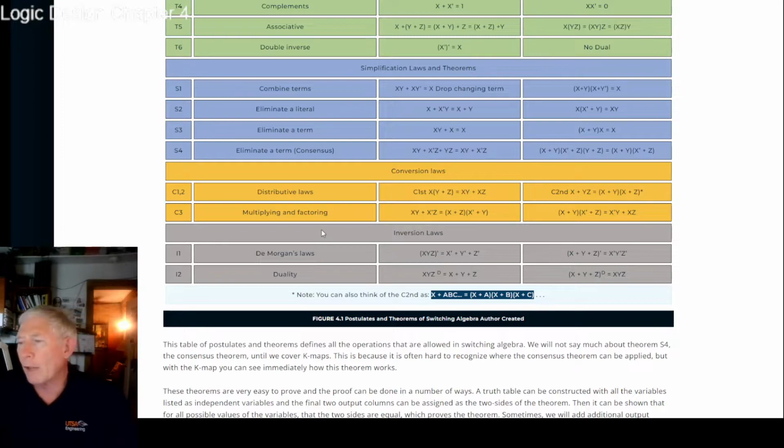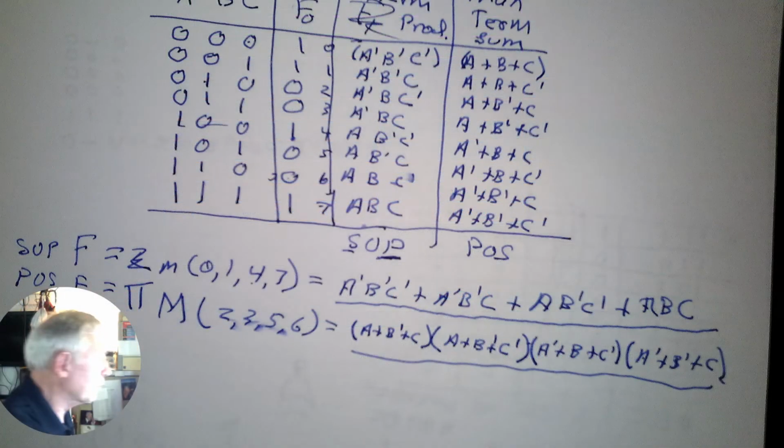And finally, the multiplying and factoring. Sometimes I'll refer to this as C3, sometimes I'll call it M and F. I'll usually call this C1 and this C2, or first distributive law, second distributive law. All right, multiplying and factoring, C3, xy plus x prime z. Notice there's an x here and an x prime there, and what we get then is we switch these around. I'll show you a little trick here.